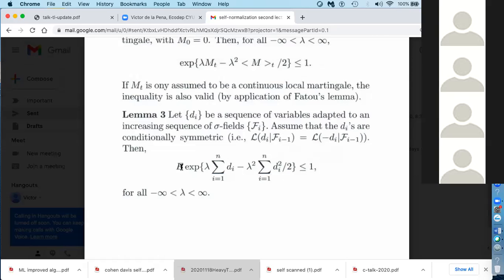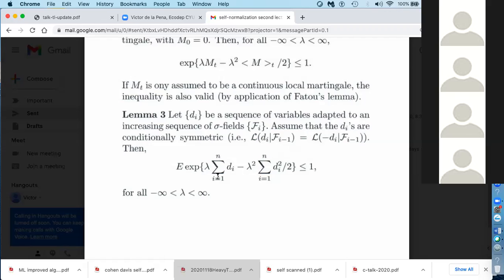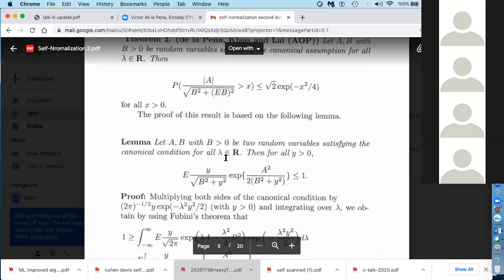And if we use Fubini's theorem, I can take the expectation outside the integral with respect to lambda of the density. So I have the expectation of the integral with respect to lambda of e to the lambda sum of d_i minus lambda squared sum of d_i squared over 2, times the density of lambda f of lambda d lambda. Now, one interesting thing that happens when you integrate over lambda is that the sum of the d_i and the sum of the d_i squared over 2 become constants. So this allows us to play with them as though they were constants and then take the expectation. I will show you an example of this, and that will give us this inequality.